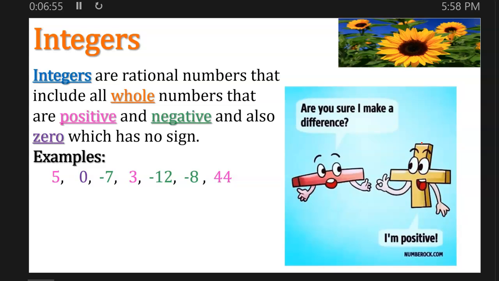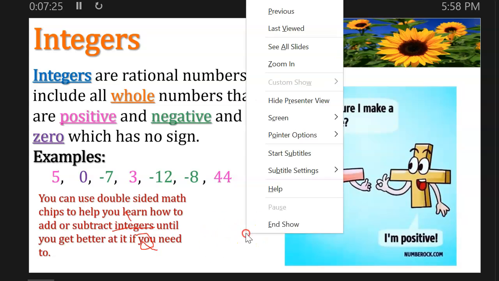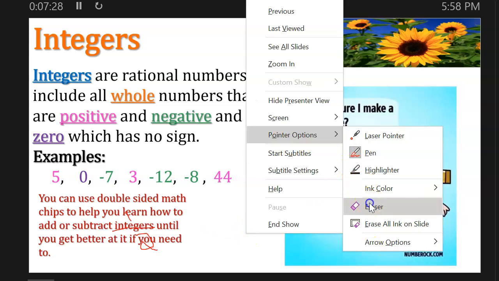Okay, let's go over what an integer is. Integers are rational numbers that include whole numbers that are positive and negative, and also 0, which has no sign. So all of these examples here are all integers. Now, if you have something like a negative 1/2, that's technically not an integer, okay? Because integers are whole numbers. So you can have negative numbers that are not considered integers. Let me erase that so that we can read.